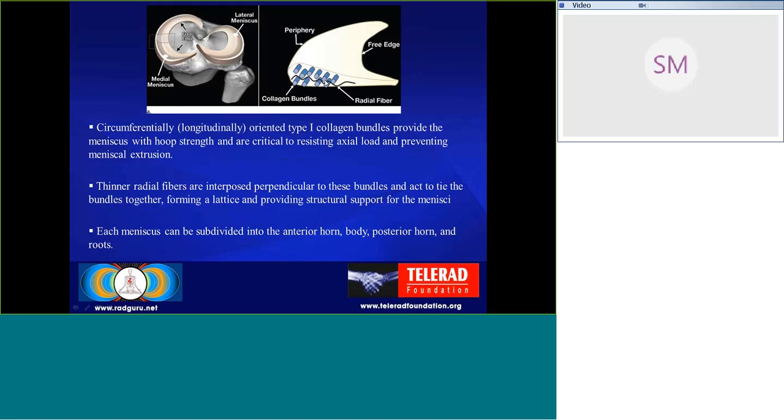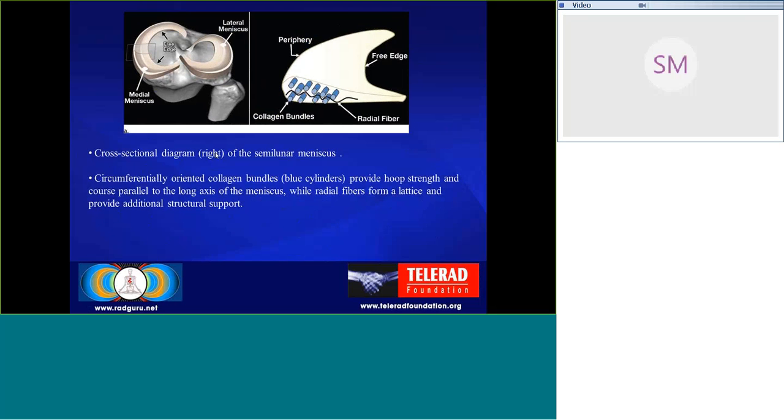these circumferentially oriented bundles of fibers. These radial fibers usually form a lattice along with the collagen bundles and give maximum strength and structural support. See, each meniscus can be divided on cross-section.